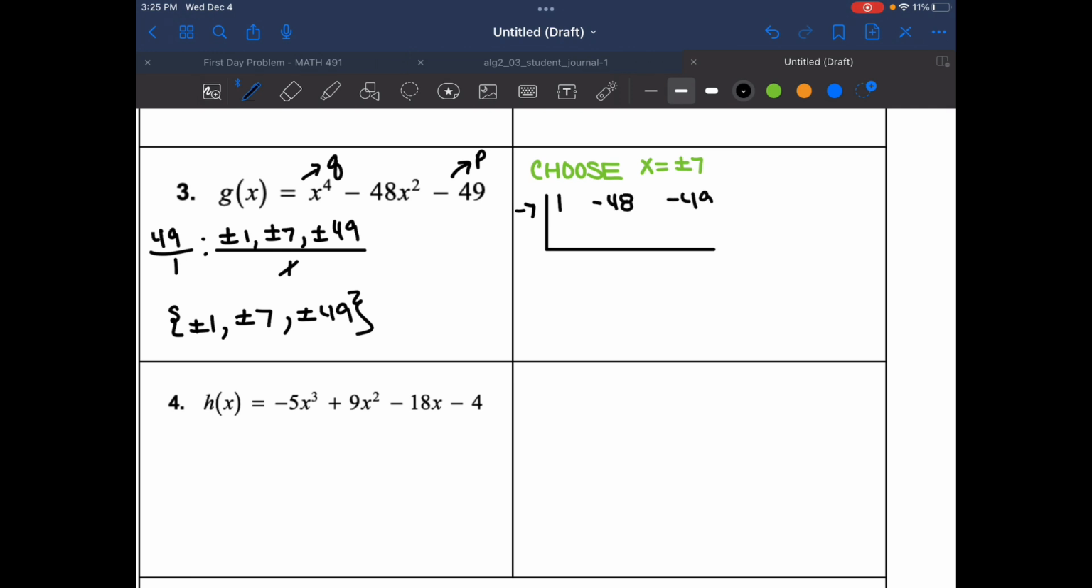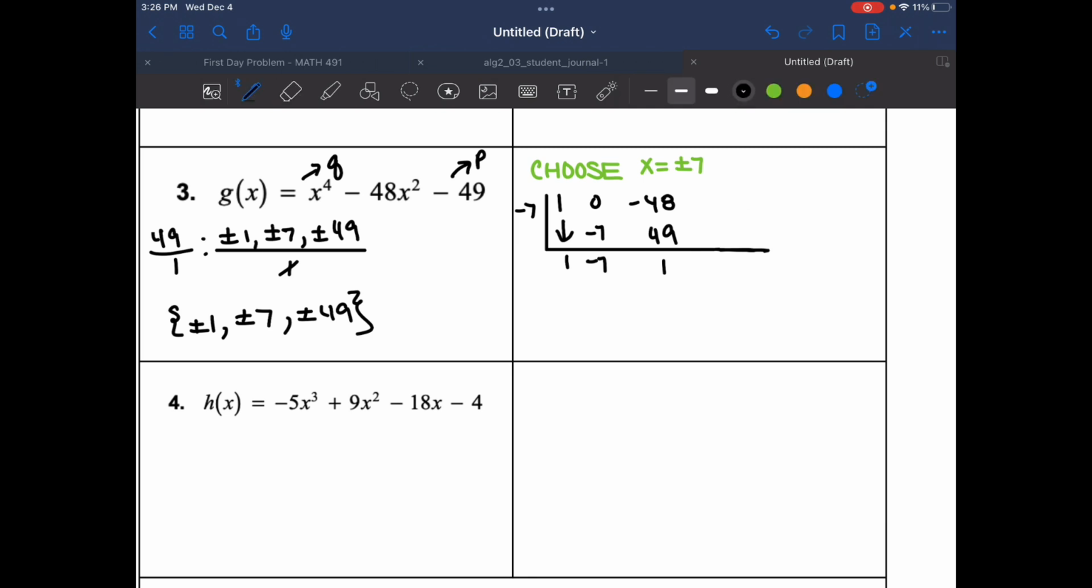So this is going to be 1, negative 48, negative 49. Drop this down, negative 7, okay? This is going to give me negative, oh, I forgot a placeholder. That's my bad. Placeholder because this goes from a fourth to a second. We're missing the third power. So this is going to be 0, negative 48, negative 49. So this is going to be negative 7, 49, 1.